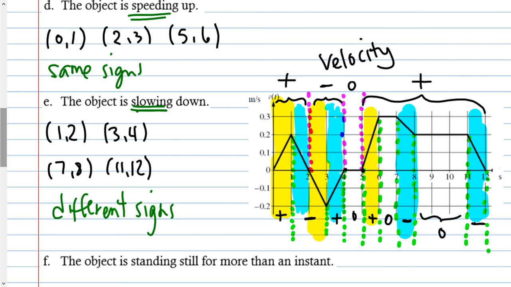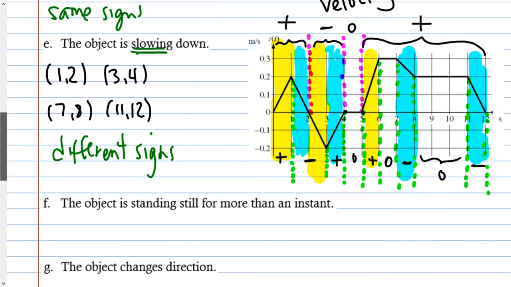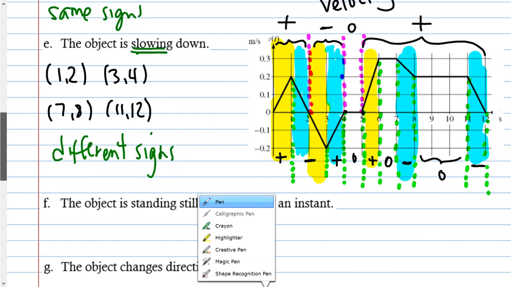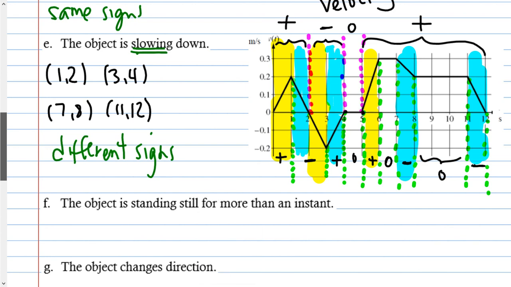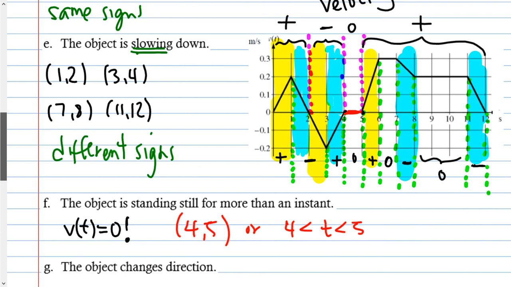All right. F. The object is standing still for more than an instant. So figure out where the velocity is standing still, or sorry, the object is standing still, so the velocity is 0. So that's what this is. Velocity, actually, let me do it the right way. Velocity equals 0. That's what we're looking for here. So the only place was, let me do it in red, right here. So from 4 to 5. Or you can write from 4 in between, okay. Oops, I didn't mean to write that.